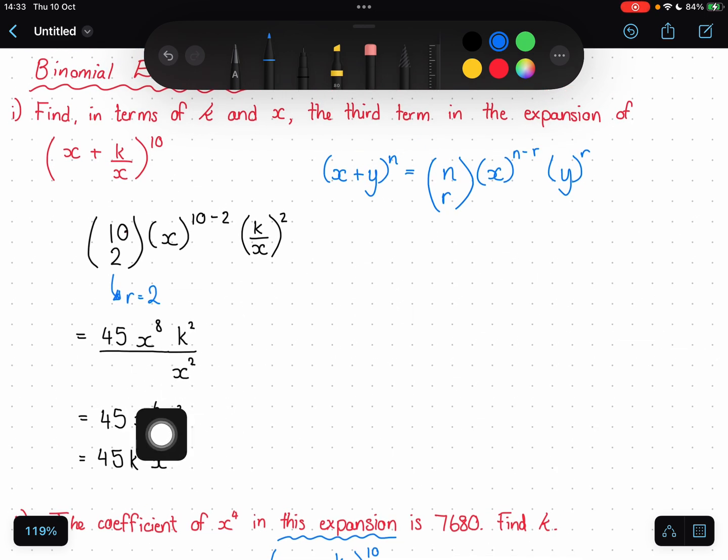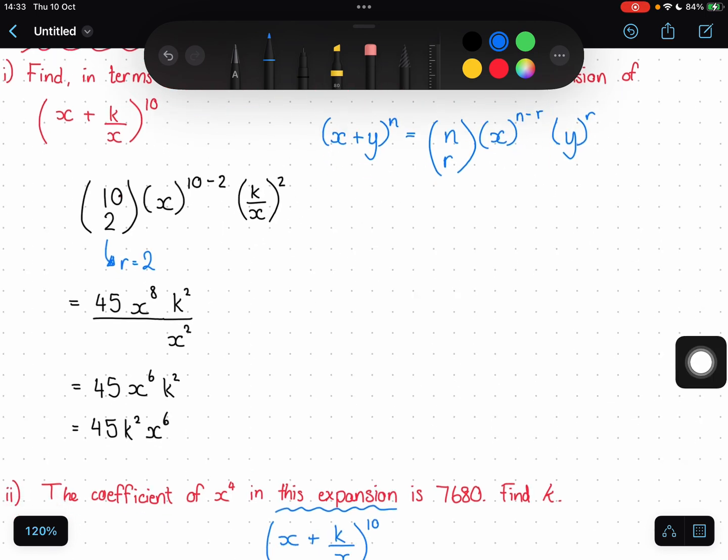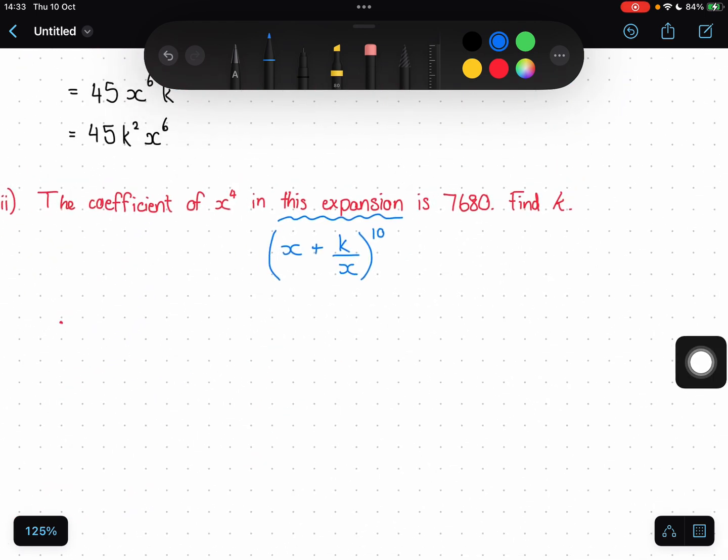Okay, how did this become x to the power of 6? Well, it was the n minus r from here, and then we took away that r again. So we had 10 minus the 2, and then the 2 from over here was taken away from it again. So we actually have the power on the x, the final power on the x in this question in particular, because there's an x in the denominator in the second variable. It's n minus 2r again. That's the final power that's on the x. So here it was 10 minus 2 minus 2.